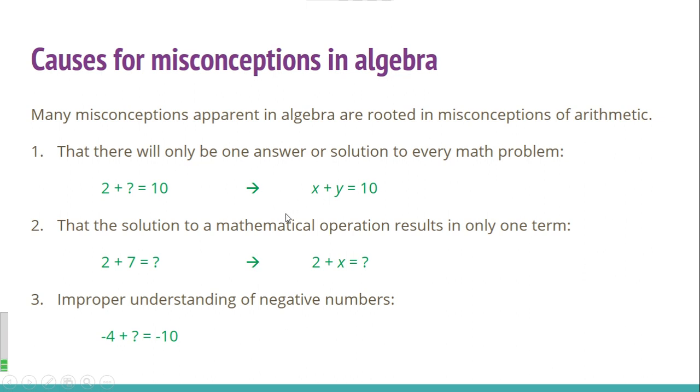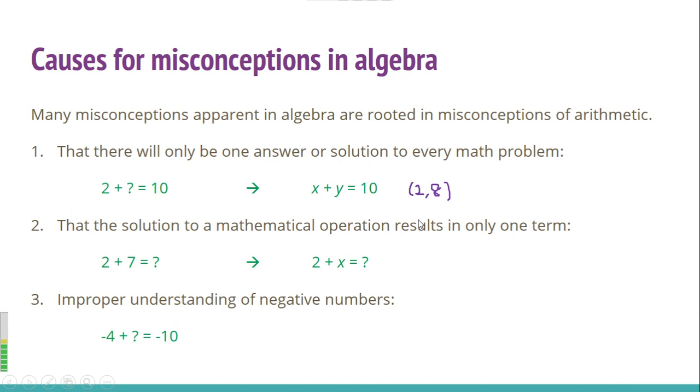In this algebraic example, x plus y equals 10, the expression x plus y is a group of unknowns. Finding the solution to this equation x plus y equals 10 means that we are looking for possible values of x and y that satisfy the equation. These solutions may be written in ordered pairs such as (2, 8).